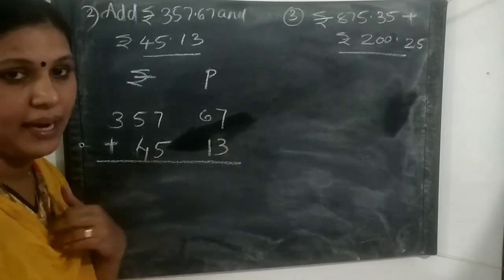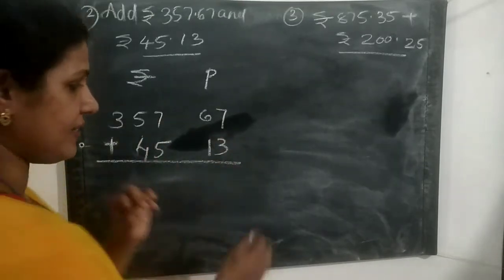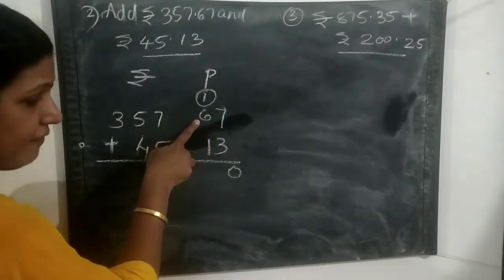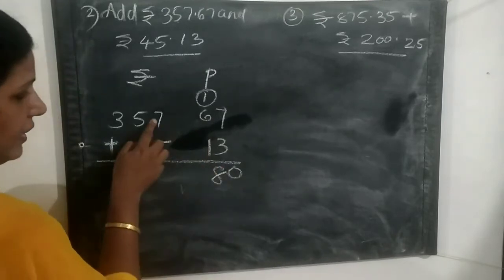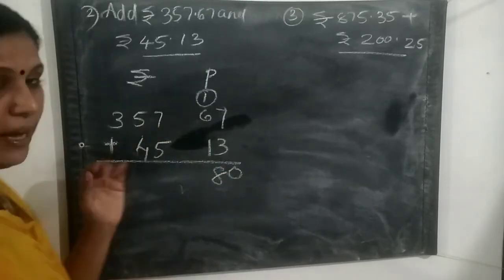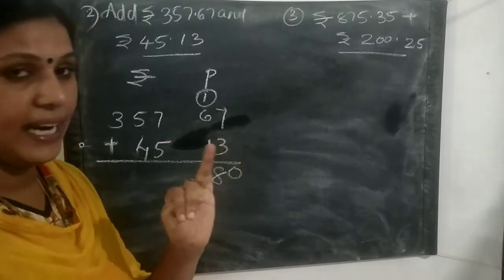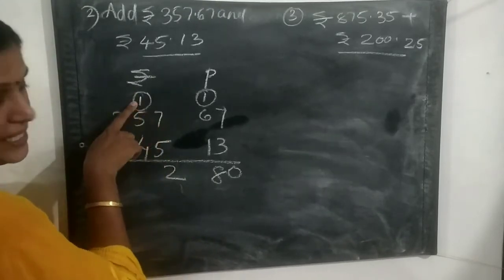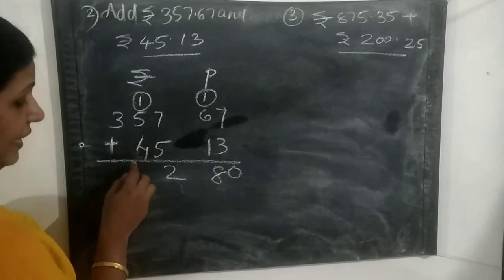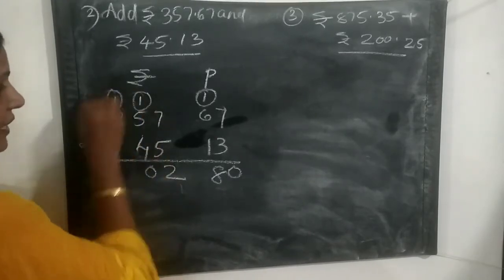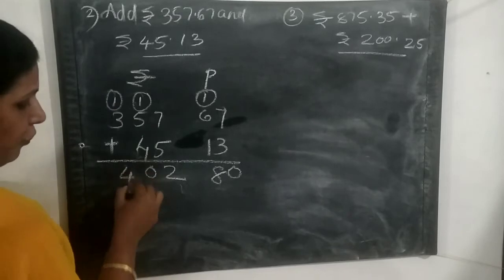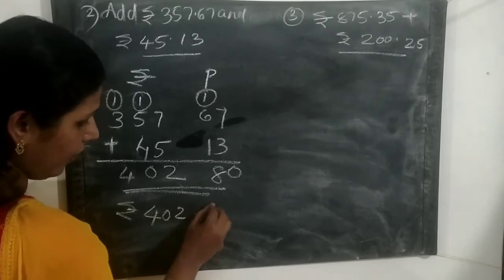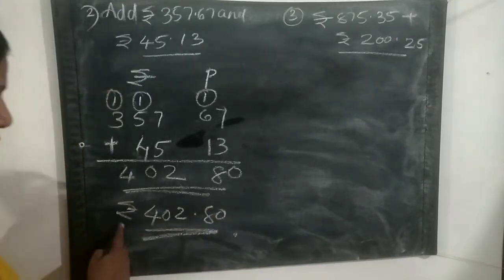7 plus 3. 7 in the mind, 3 on the fingers. After 7, 8, 9, 10. So here we write 0 and carry over 1. 1 plus 6, 7. 7 plus 1, 8. Then here 7 plus 5. 7 in the mind, 5 on the fingers. After 7, 8, 9, 10, 11, 12. 12. Here we write 2, and the carry over is 1. 5 plus 1 is 6. 6 plus 4 is 10. Here we write 0, and the carry over is 1. 3 plus 1, 4. So here we get rupees 402.80.